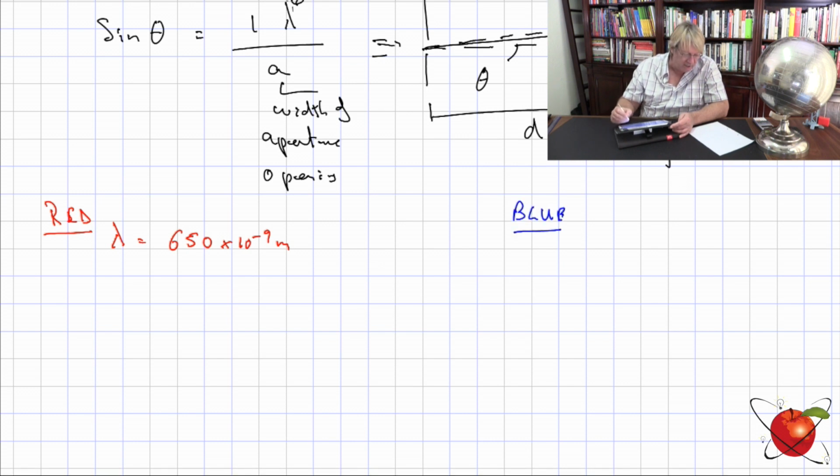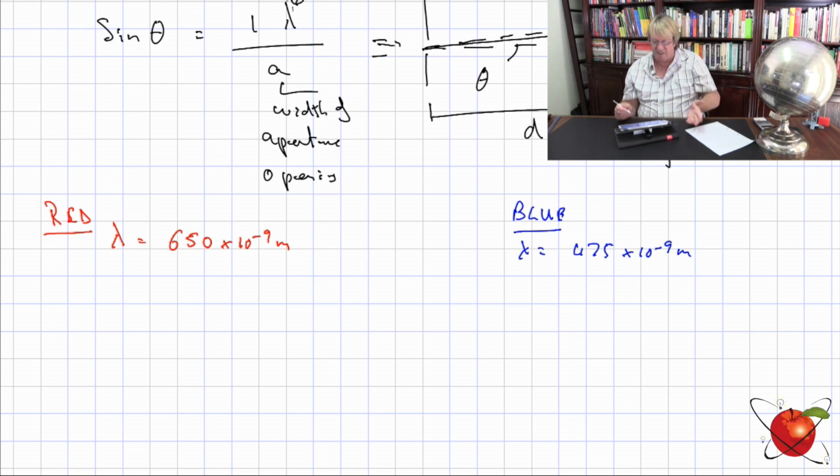Right, the blue light is going to be wavelength equal to 475, like that. All right. Now, let's say we've got a diffraction slit, and let's put the width of the slit as, well, let's think of one. What would be suitable? Let's put the width of the slit as 0.01 millimeter. Okay, that's a.